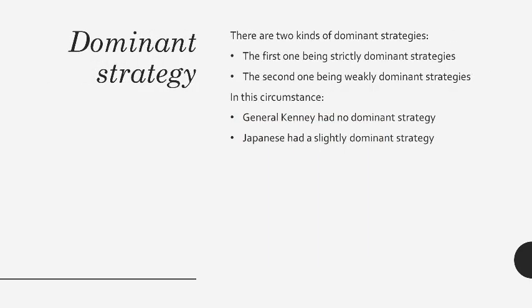Dominant strategies. There are two kinds of dominant strategies. A strictly dominant strategy is one that provides greater utility to the player despite any of the other players' strategies. A weakly dominant strategy earns a slightly better payoff for one of the players.